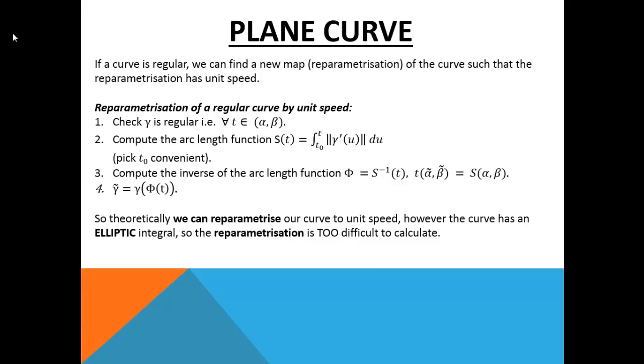There is a theorem that states that a curve gamma has a reparameterization by unit speed if and only if gamma is regular. This means that we can find a new curve of our original gamma such that the new curve has unit speed. We reparameterize a regular curve by carrying out these 4 steps. First, you check if the curve is indeed regular, then compute the arc length function, then find the inverse of the arc length function, and this will be our reparameterization map phi. Our new curve is then defined as gamma of phi of t. So theoretically, we can carry out these 4 steps and reparameterize our original gamma. However, the curve has an elliptic integral, so the reparameterization will be difficult to calculate.